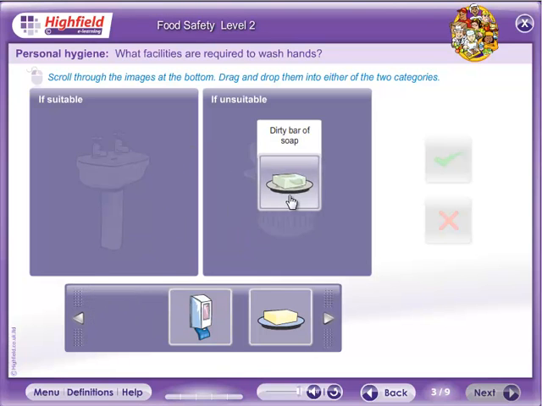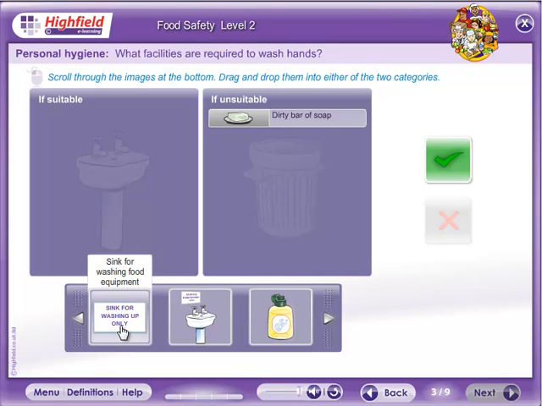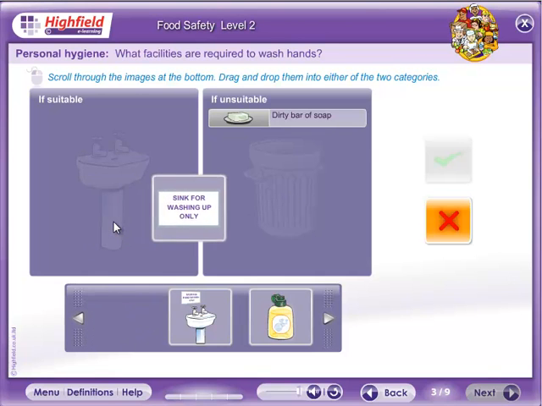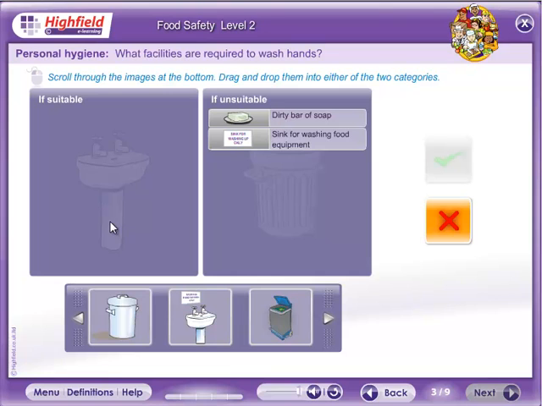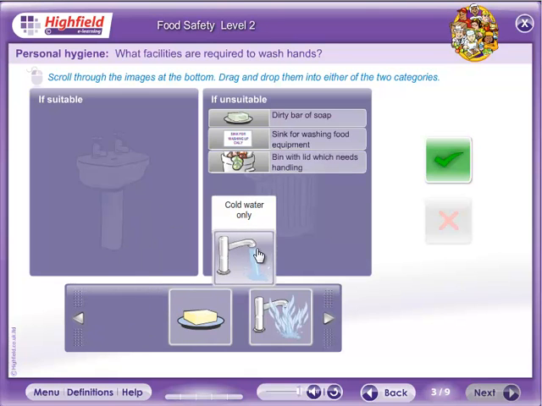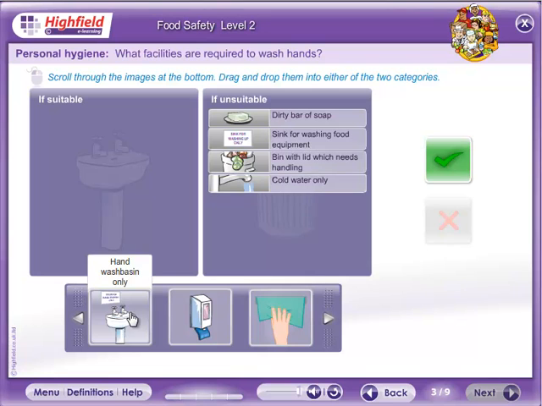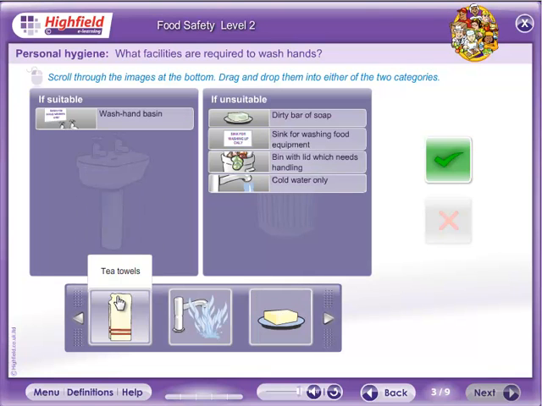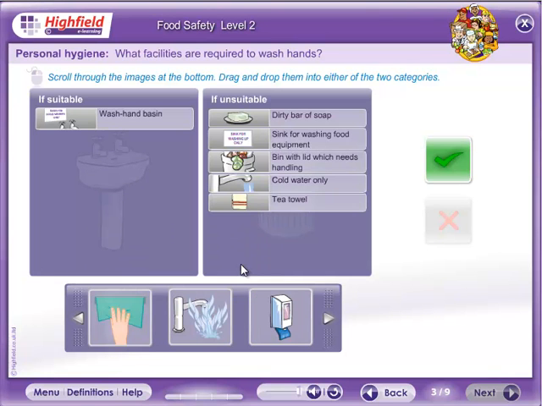Dirty bar of soap. Well done. Sink. That's incorrect. Sinks are used for washing equipment and utensils or food, and are unsuitable for hand washing. Bin with lid which requires handling. That's right. Cold water. Well done. Wash hand basin. Well done. Tea towels. Well done.